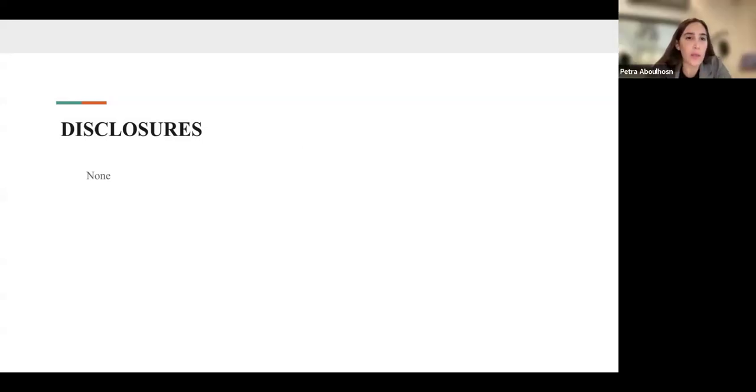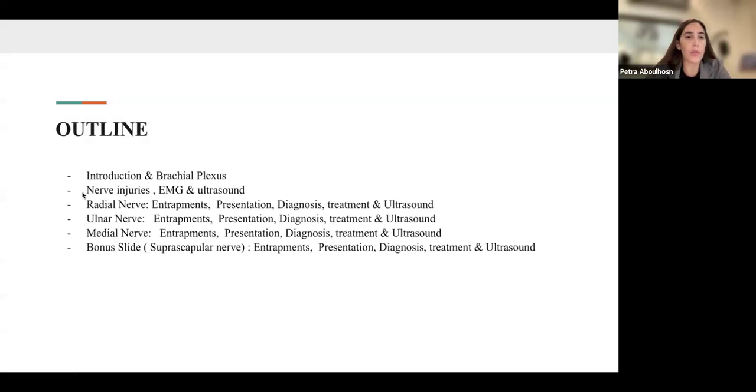All right, so getting started, I have no disclosures. This is the outline of the presentation. I'm going to do a quick introduction about brachial plexus nerve injuries, EMG, and ultrasound. My topic today is going to be focused on entrapment, presentation, diagnosis, treatment, and ultrasound for the following nerves: radial, ulnar, median, and then we have a bonus slide on the suprascapular nerve as well.